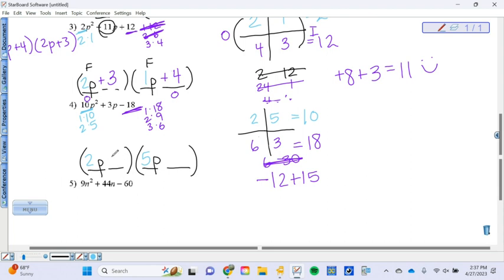2 and 5 are going to be my numbers out front. 3 and 6. So I put 3 first and then 6. Perfect. My outers, 2 times 6, need to get me a negative 12, so I'm going to put my negative right here by my 6. My inners, 3 times 5, have to be positive, so it's going to be a plus 3.